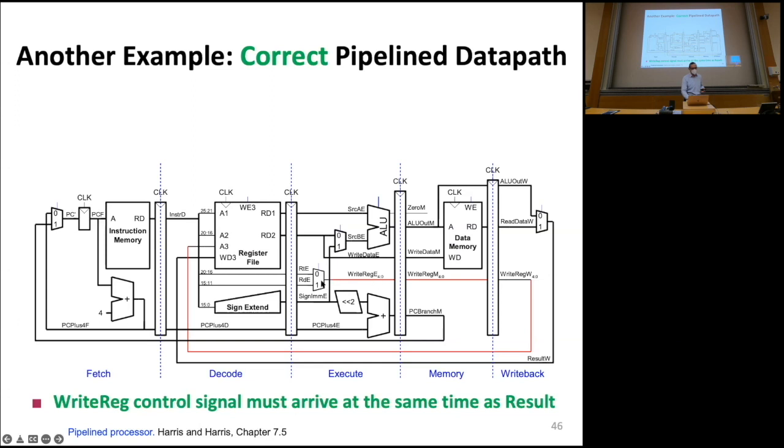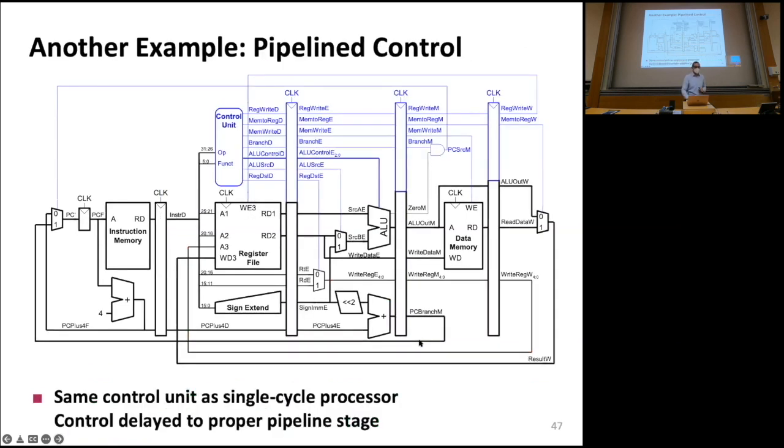This is the correct pipeline data path. You need to also propagate the write register ID over here and use it whenever you're actually writing to the register, which is in the write back stage. Basically, all control signals must arrive at the same time as the result, as well as the write enable signal, right? Okay, so hopefully this is obvious, which means that your control unit looks again like this.